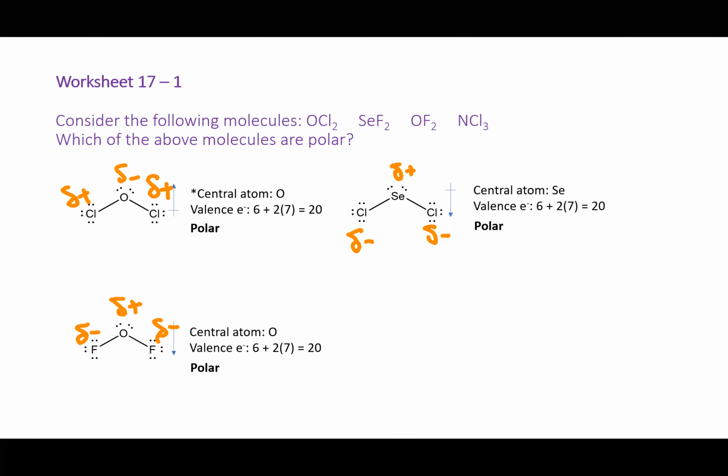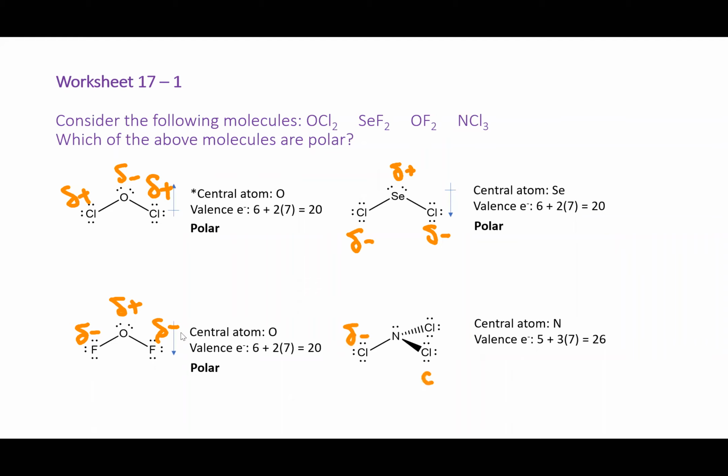Okay, so let's take a look at our final molecule. We have NCl3. So our central atom is N. We have a total number of valence electrons here equal to 26. And here is the molecule you might have drawn for it. So here, the nitrogen is not as electronegative compared to each of the chlorines. So each of these chlorines are going to have a partially negative charge because it's going to be pulling some electron density away from the nitrogen. So the nitrogen will have a partially positive charge here.